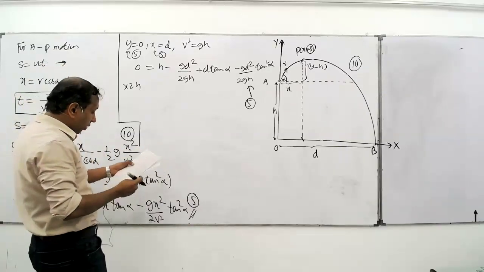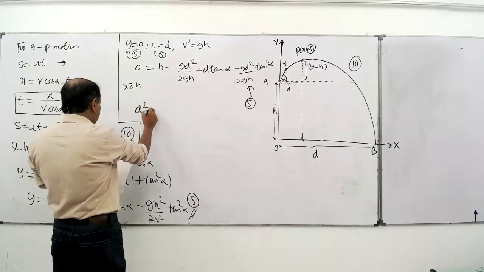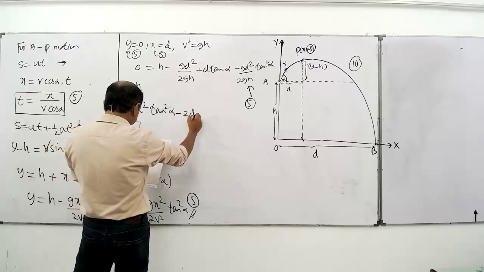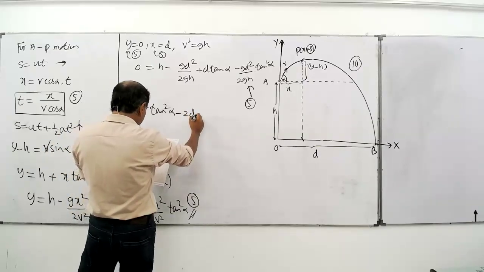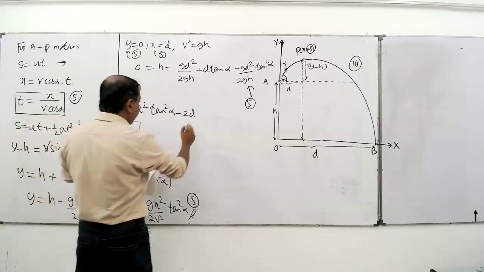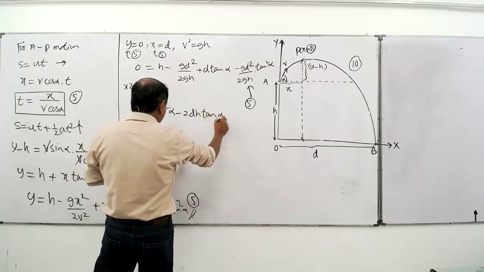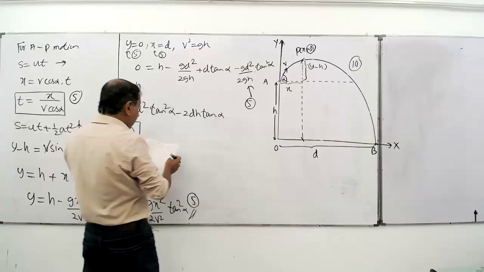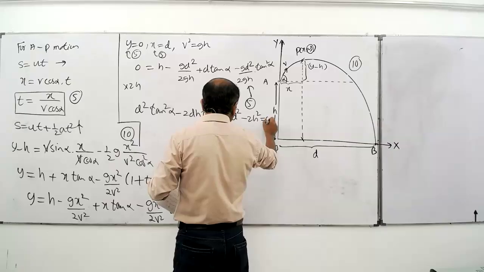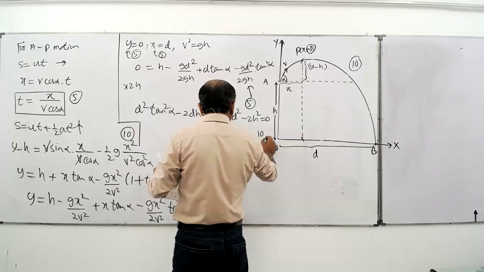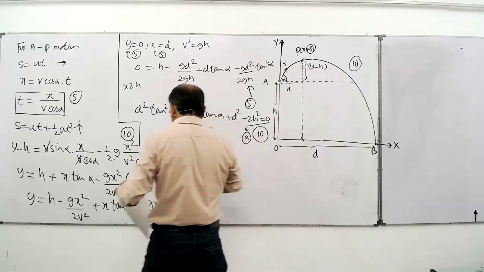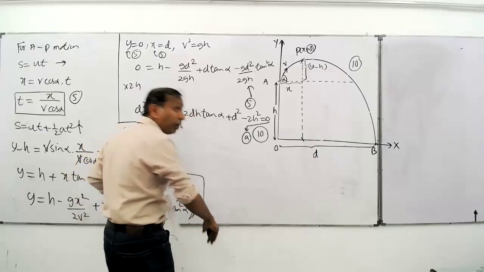So when you do this question again, we get d squared tan squared alpha minus 2dh tan alpha plus d squared minus 2h squared equals 0, right? This is coming. For this, we get 10 marks. I'll take this as equation A. We need that further. Right.